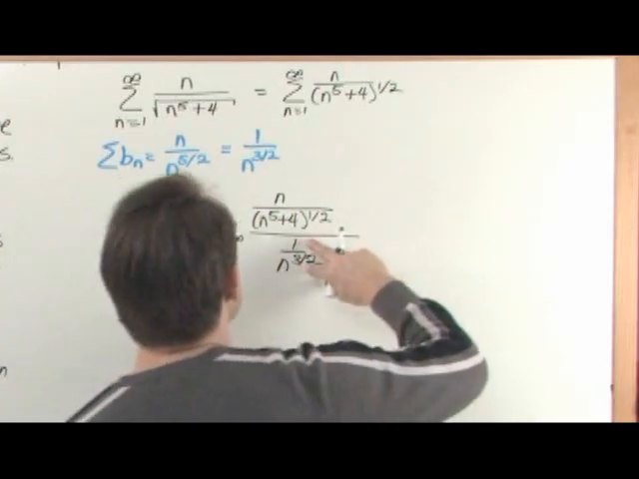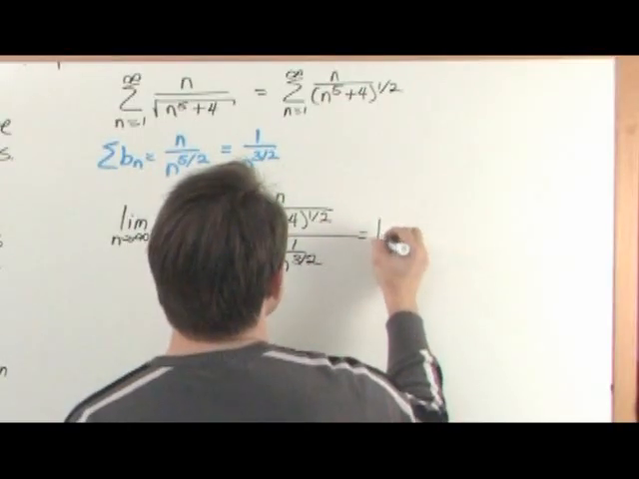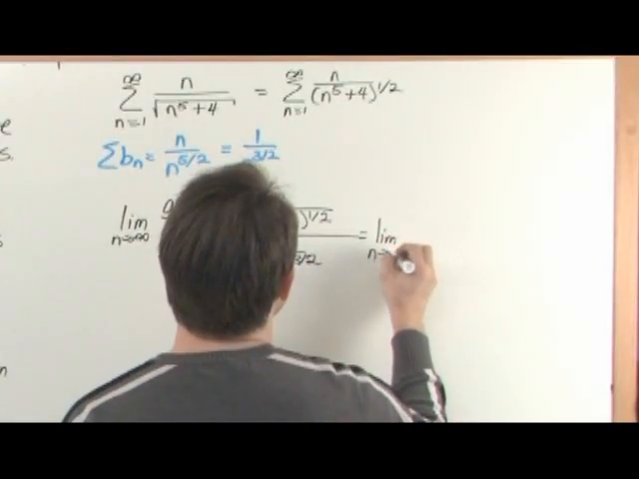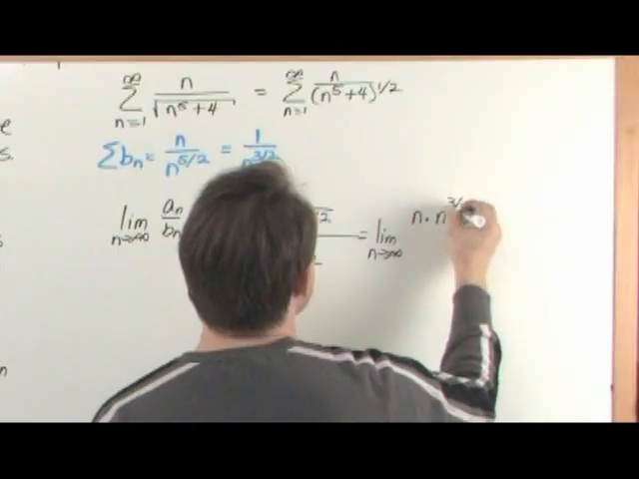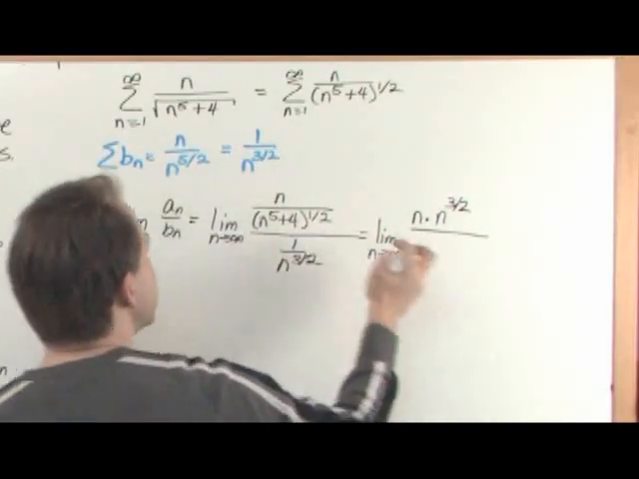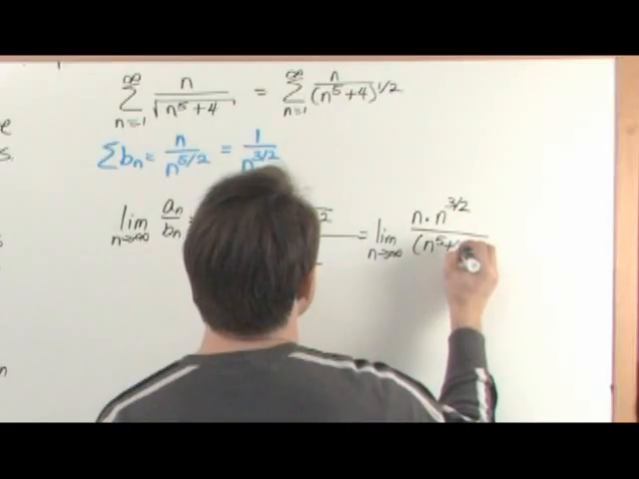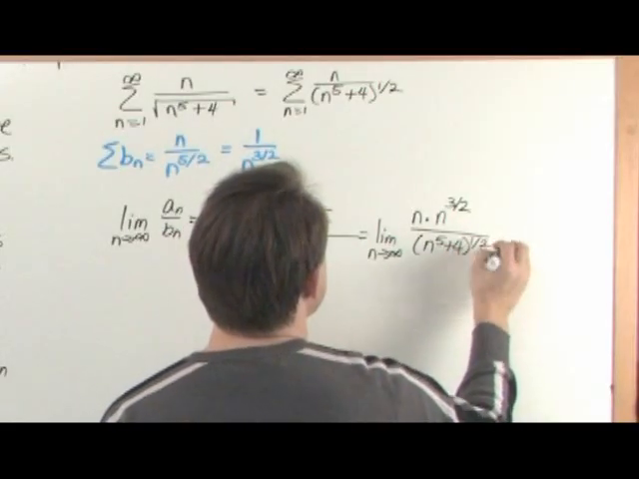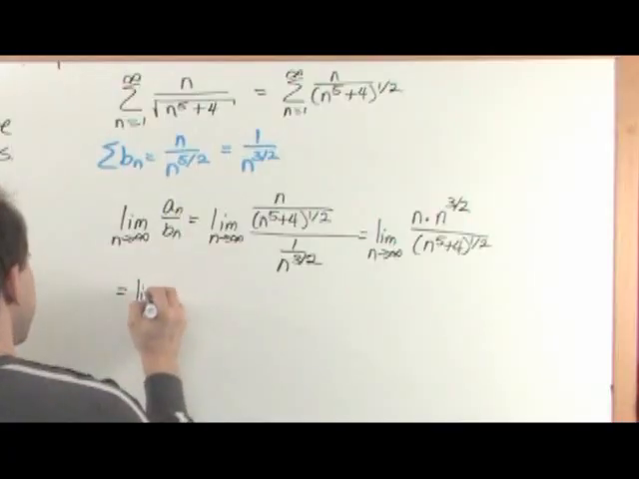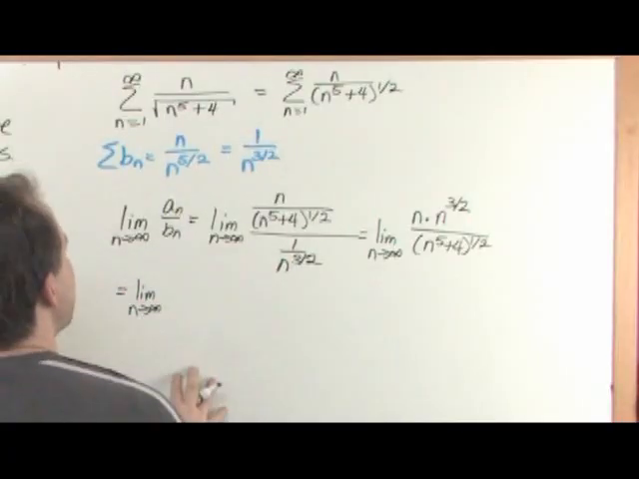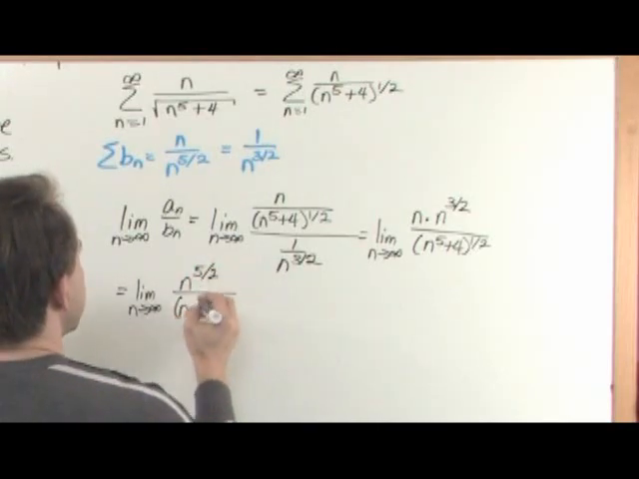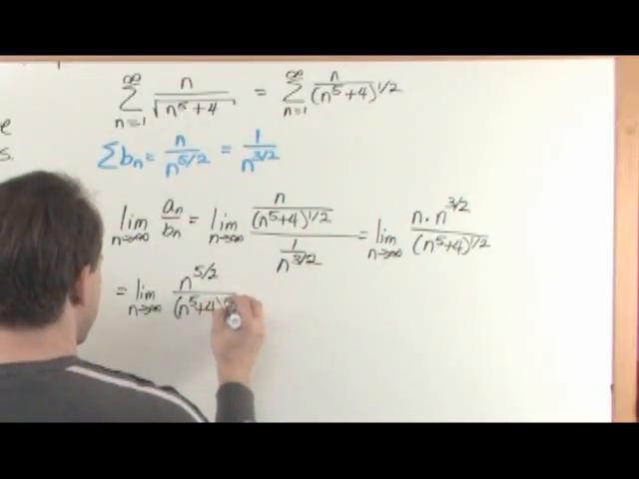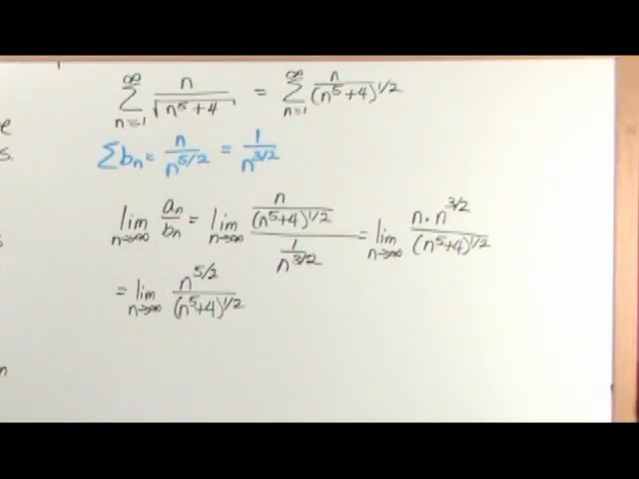So let's go ahead and do that. Let's flip this guy over and bring it onto the top. So it's going to be the limit as n goes to infinity of, when I flip it over and multiply it, n times n to the 3 halves over, flipping it over, the denominator here, which is n to the 5th plus 4 to the 1 half. Okay? So continue simplifying. On the top, I'm going to add the exponents, so n to the 5 halves over n to the 5th plus 4 to the 1 half. Okay, and I want to see if I can figure out what this limit is equal to.